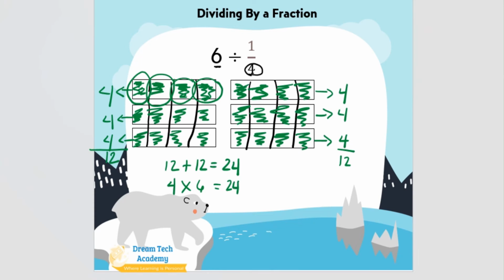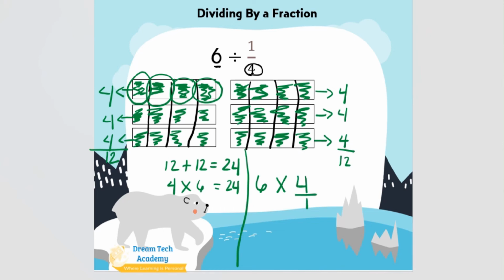If I wanted to do the calculation for this, remember, let's just draw a line to separate this. We're going to keep the first number, so that's 6. We're going to use the inverse operation of division, which is now multiplication. And then we're going to flip the second number, which is a fraction. So 1/4 flipped would be 4 over 1.